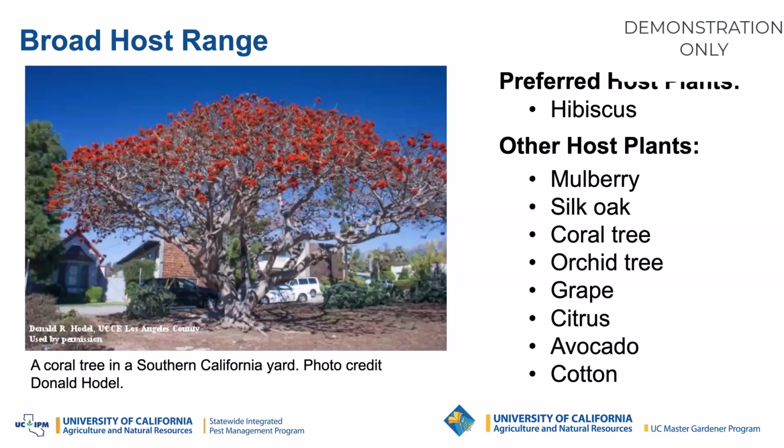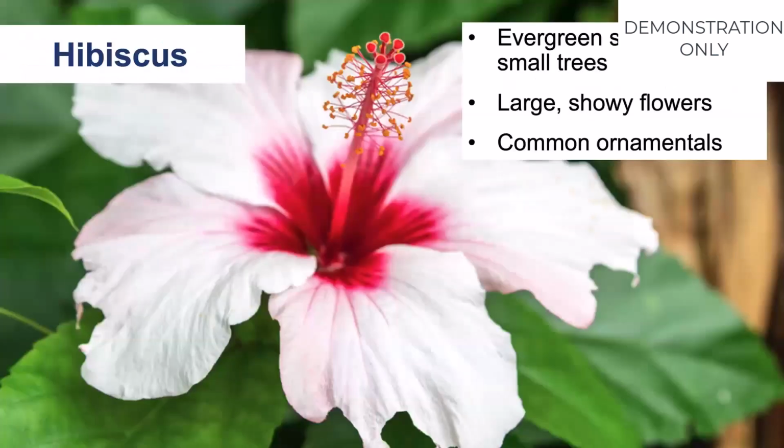Here's a list of just a few plants that PHM can feed on. One of their favorites is hibiscus, so it is helpful to know how to identify hibiscus plants when keeping an eye out for this pest. Hibiscus plants are evergreen shrubs or small trees with large, showy flowers. They are commonly planted in gardens and landscapes as ornamentals.